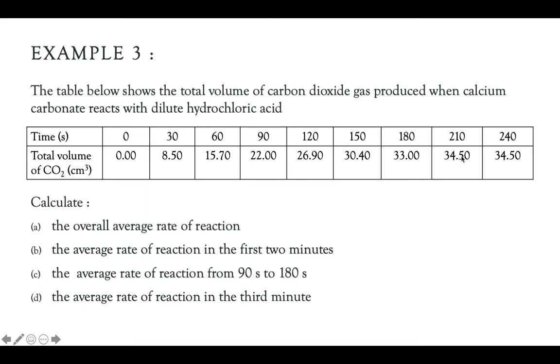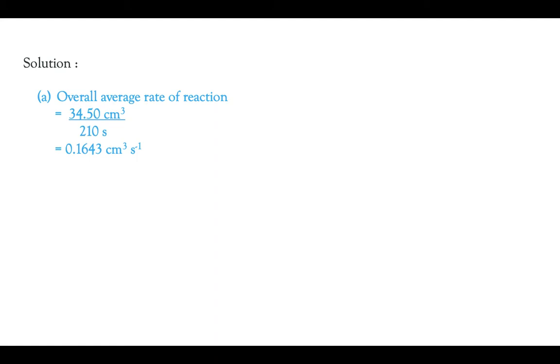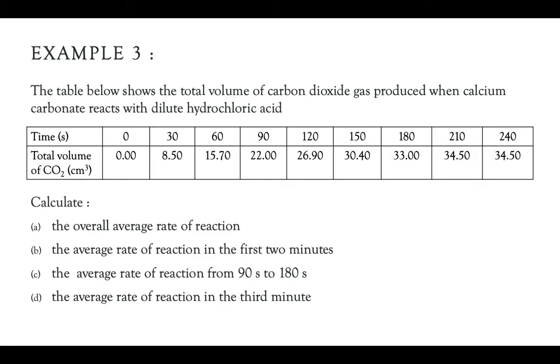Tapi masa kita nak ambil yang mana? Masa we have 210 second and 240 second. So kita akan ambil yang the first yang dia starts to stop produce. Masa tu sebab dia dah complete dah reaction. Jadi kita kena divide with 210 second. So itu adalah calculation untuk average rate of reaction. Okay. Ini jawapan dia, 0.1643 cm3 per second.